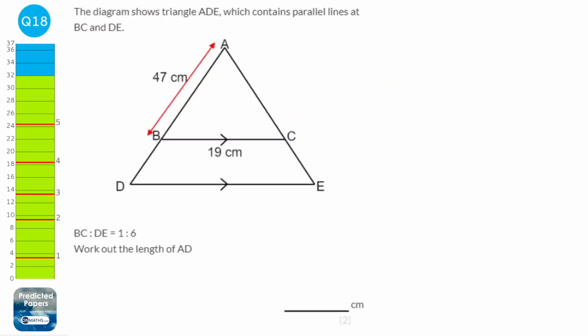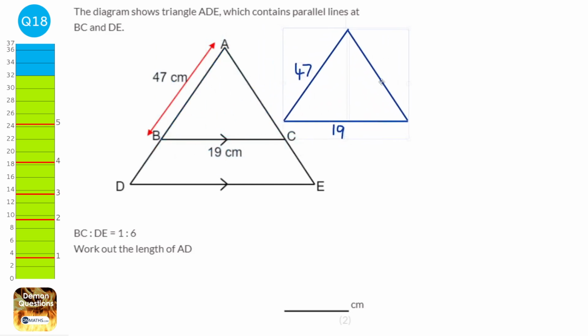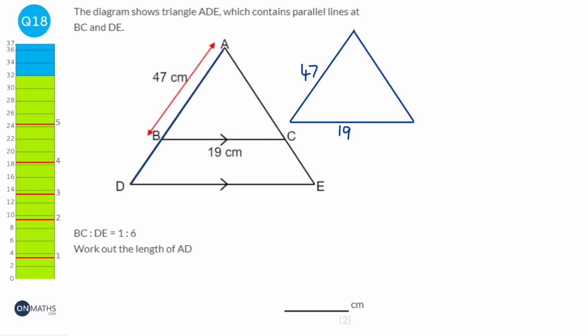With these questions, it's normally easier to view these as 2 separate triangles. So we've got a small triangle here with 19 and 47. And what I'm going to do is I'm just going to move this out. And we've got a bigger triangle here. Well, we don't really know what any of the sides are just yet, but we can work them out.